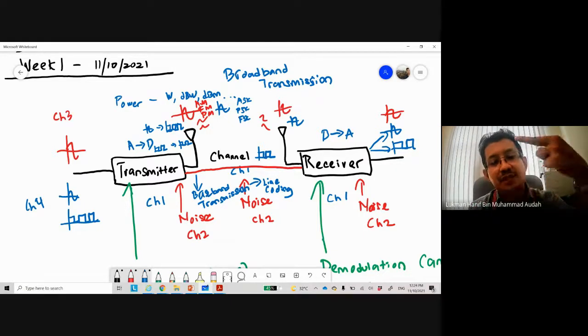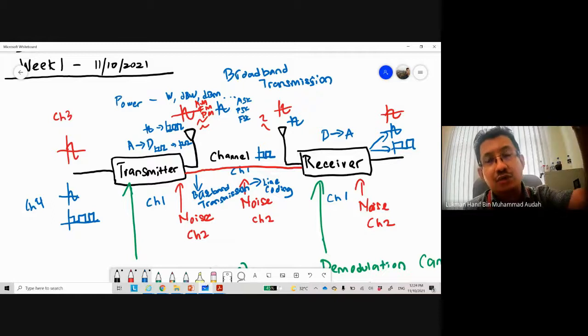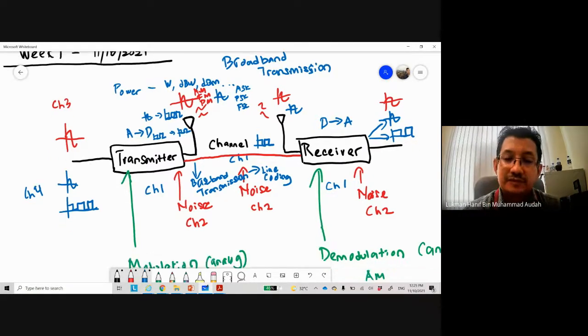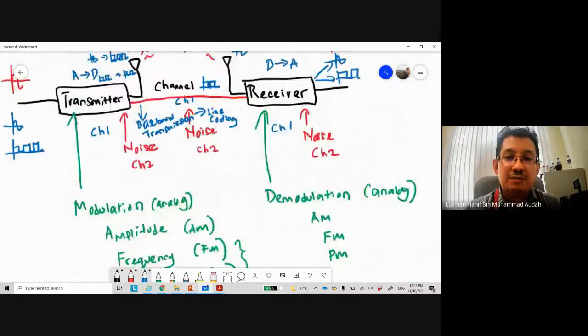We have flexibility to send the signal in analog form, using electromagnetic waves, or we can send it through a cable using the line coding process. So we send it baseband. And then at the receiver, we have options whether to produce analog or digital output. That's the good thing about digital. We have the flexibility to choose.